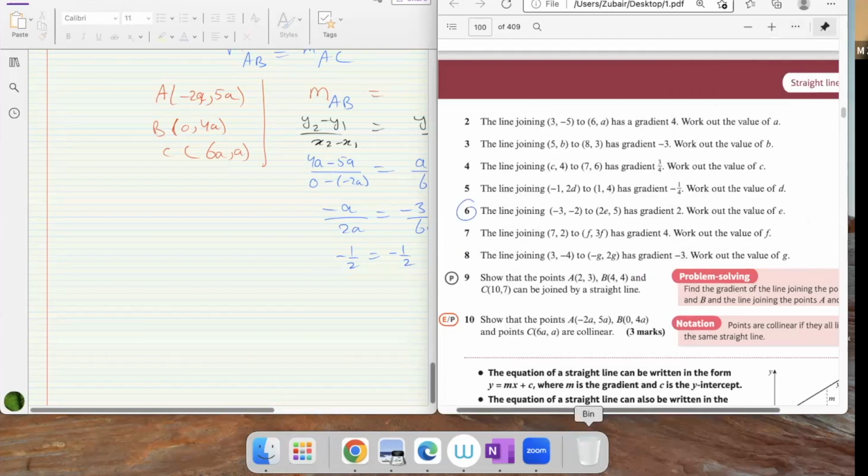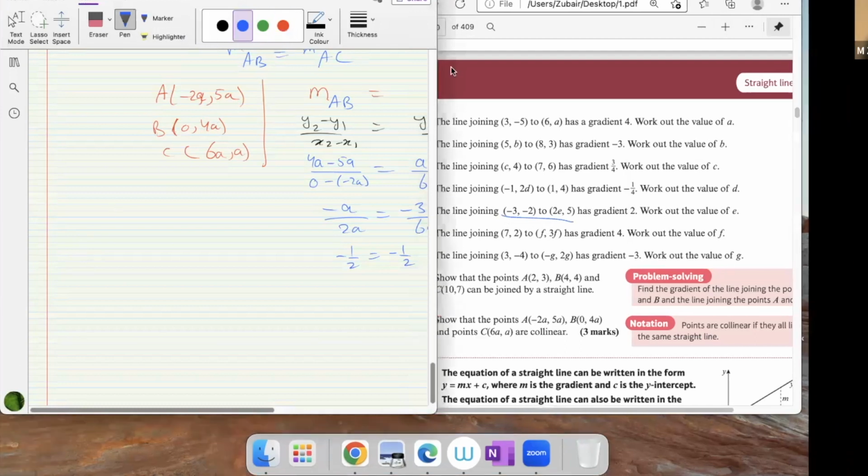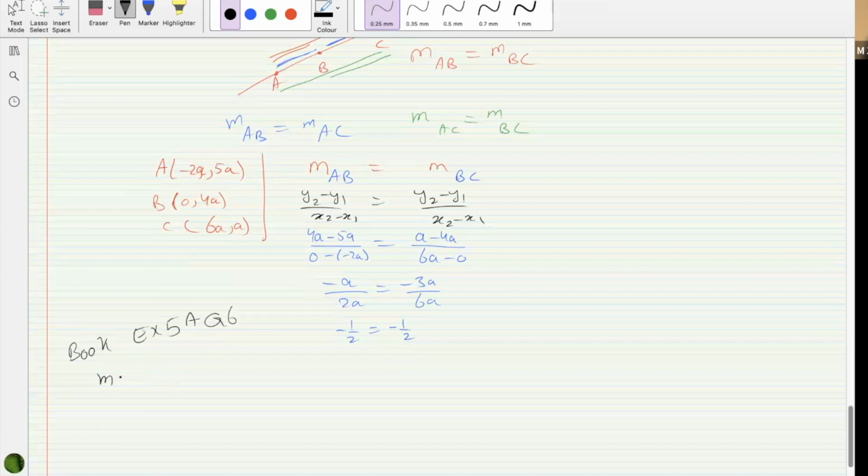Question 6 says the line joining -3, 2e and 5 has the gradient 2. So if the gradient is given, that means we will be using this formula. Book 1, exercise 5a, question 6. M is equal to y2 minus y1 over x2 minus x1.